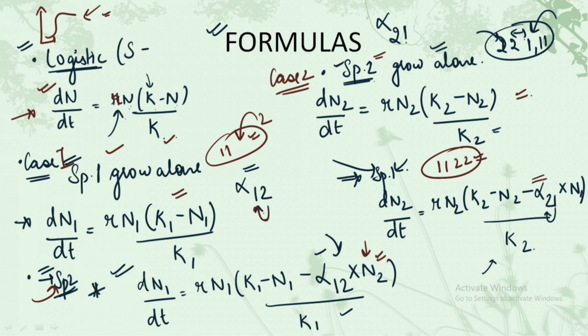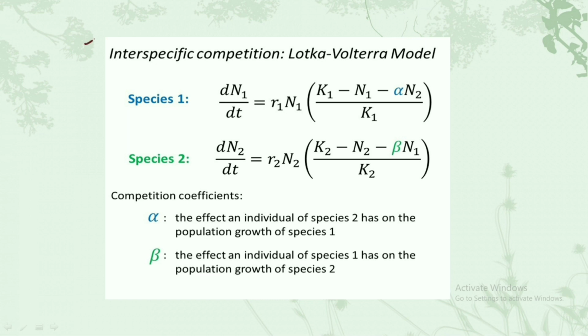I hope till here the formulas are clear to you. So now let's quickly summarize it. There occurs interspecific competition in the case of Lotka-Volterra, that is, these are the two cases where initially the organisms were growing alone and then competition occurs between the two species. So this is what we have just discussed.